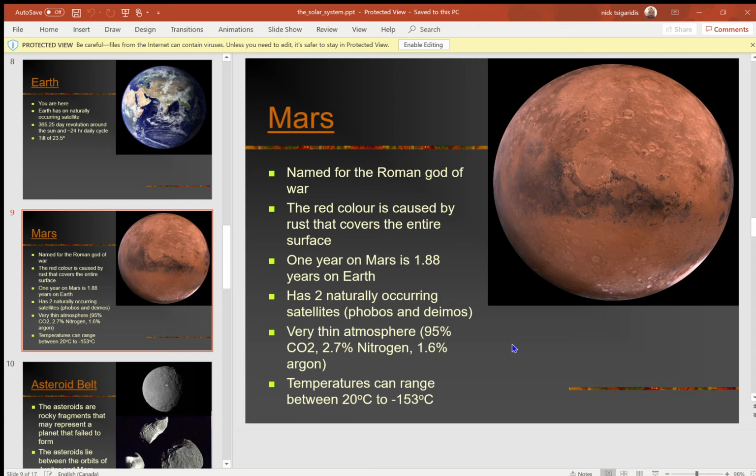It does have a very thin atmosphere. Most of it is carbon dioxide, 2.7% of it being nitrogen, 1.6% being argon gas. And then of course there's going to be some other trace elements in the atmosphere. It's certainly not something that we could say is habitable, certainly not by humans. But there's talk of terraforming Mars and other things like that, which is interesting.